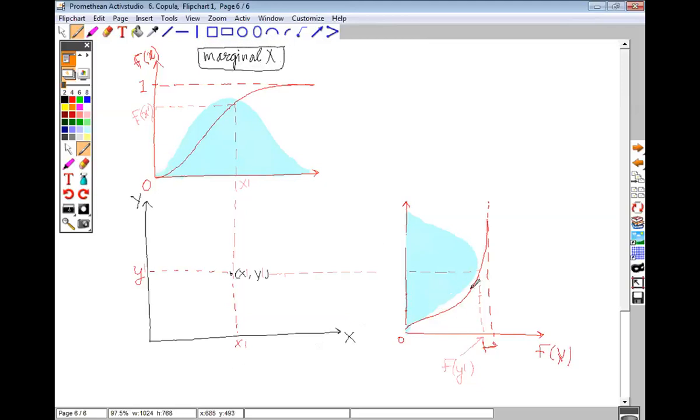And now if we look at this graph, we know what this is. This is just my marginal Y. And remember, if we want to figure out the CDF of joint XY, what would you do? Basically what I want to figure out is something like this: F of X comma Y.